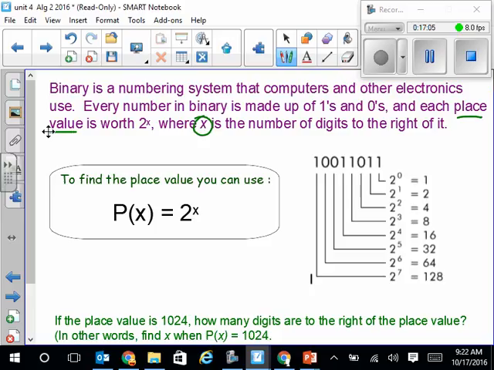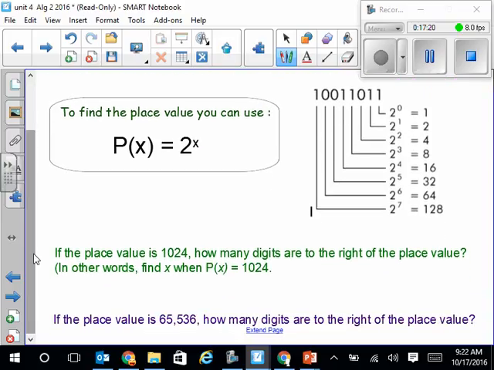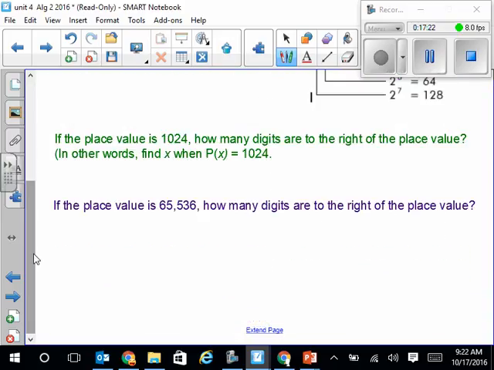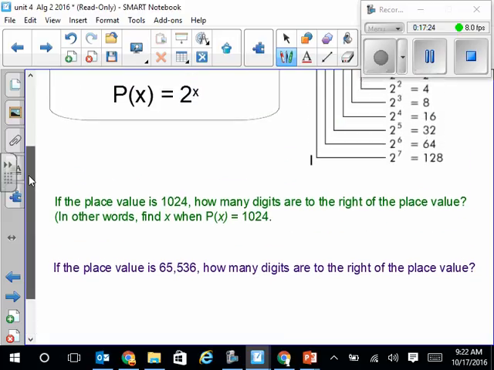Yeah. So here's the deal. This line here is the one that's going to help us out. It's going to tell us what to put in the place of P of x. What is P of x equal to? Let me read. If the place value is 1024, how many digits are to the right of the place value? That's the question asked based on what's up here.